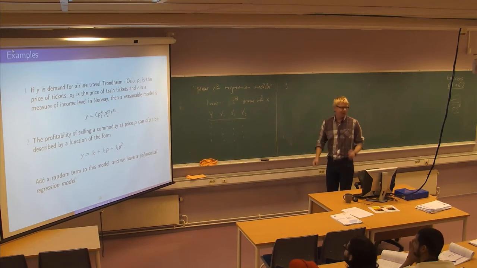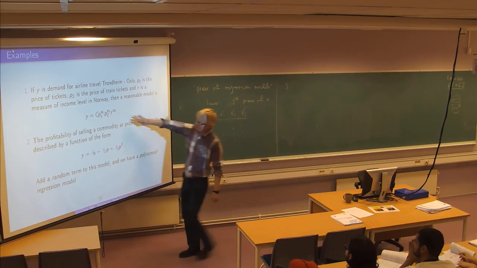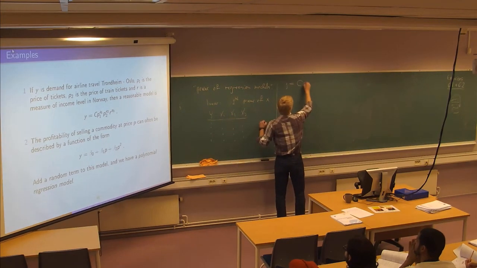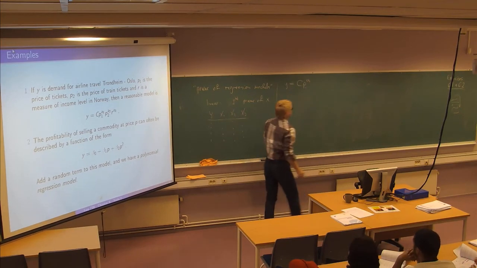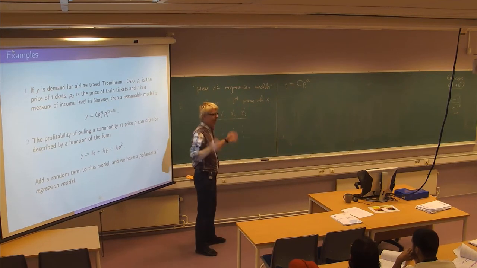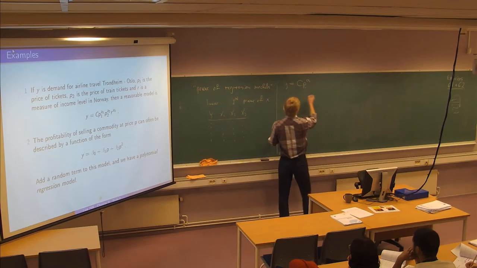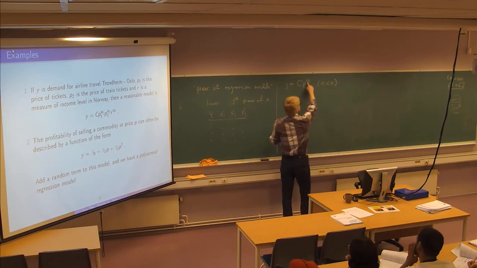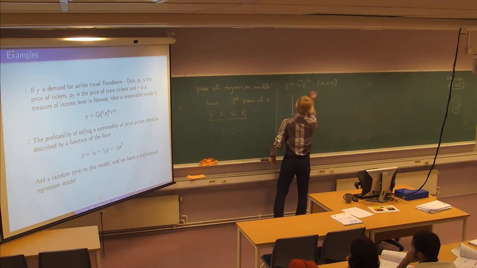So this is clearly not a linear function, and if you ignore the two other factors there and look at only this one, this is the most simple demand model where you don't have any competing services or competing prices. This function here, and in this case, this power will typically be negative. So the higher your own price is, the lower the number of tickets sold will be, and you have some relation.